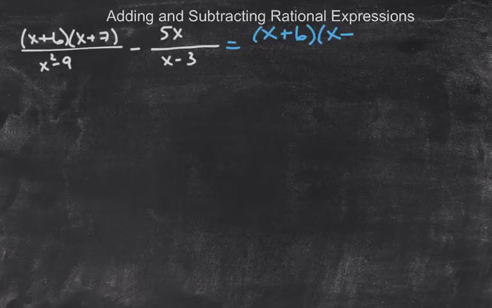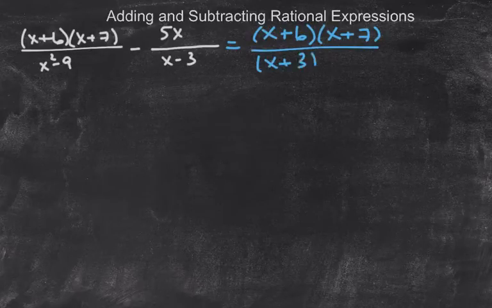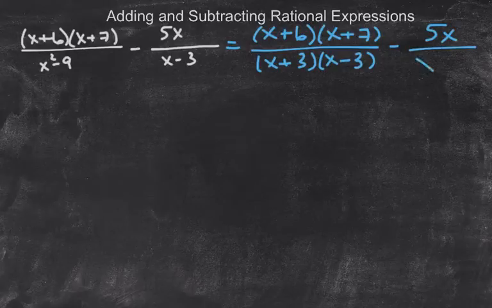You can totally do this using an area model, but I'm recognizing the difference of squares pattern here, so I know that this is the same as x plus 3 times x minus 3. And then my second fraction is still the same, 5x over x minus 3. So I was in luck because part of my denominators have factors that are in common, so I'm just going to multiply this second fraction by x plus 3 over x plus 3. I'm running short on space here, but I'll rewrite it below.